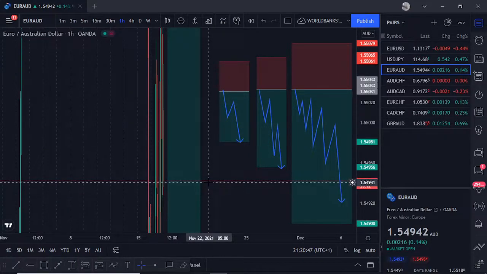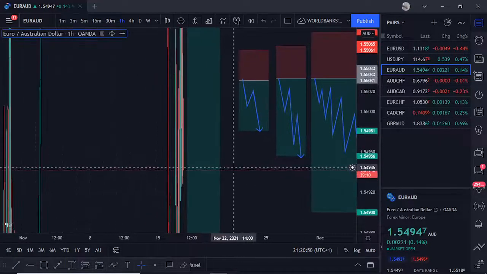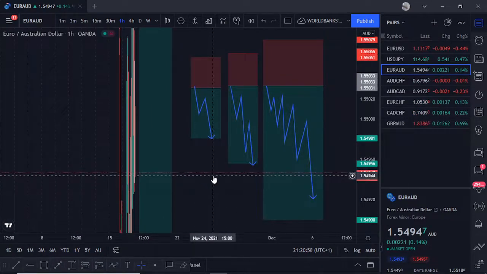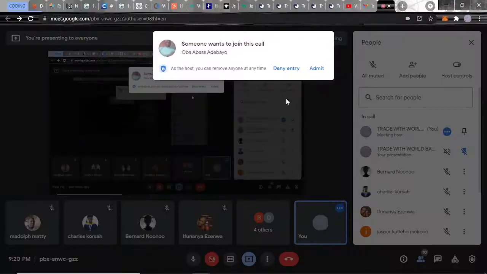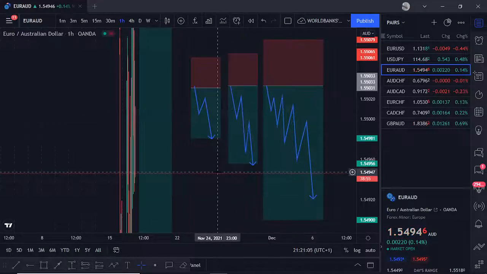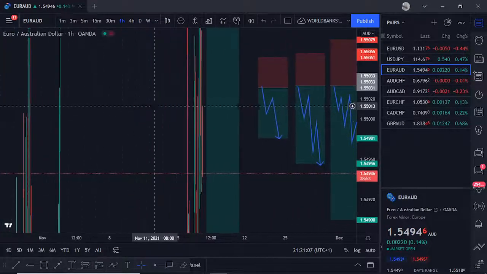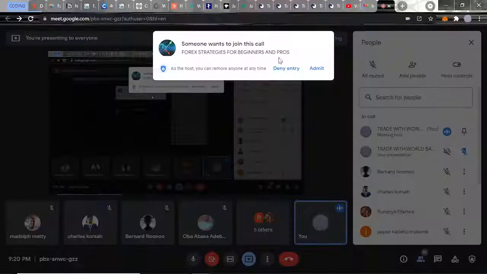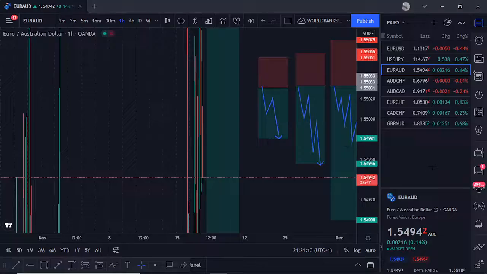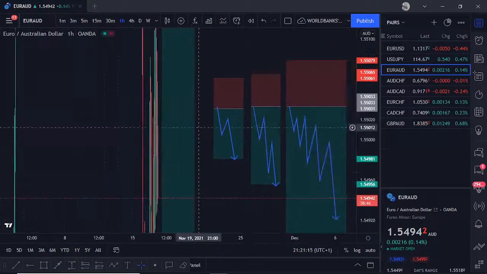This strategy, that strategy. Something I noticed is that using a retail strategy will make you gain consistency later than when you are using the smart money strategy. That's why I like the smart money strategy. It makes you gain consistency faster than when you are using retail trading. That's what I observed.